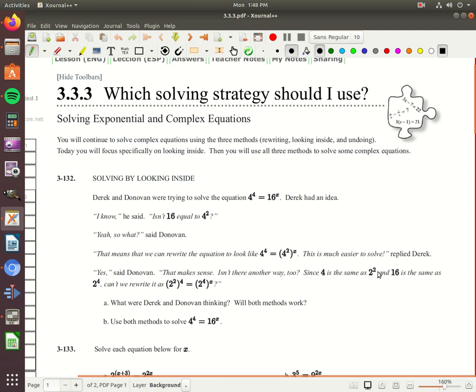Since 4 is the same as 2 squared and 16 is the same as 2 to the fourth, we can rewrite it as 2 squared to the fourth equals 2 to the fourth to the x. What were they thinking? Well, both methods worked. Use both methods to solve 4 to the fourth equals 16 to the x. So essentially what they're saying is the problem with this is comparing the base to the exponents.